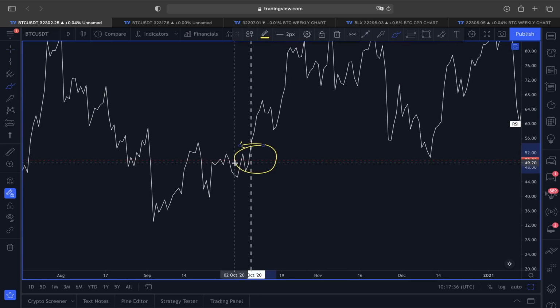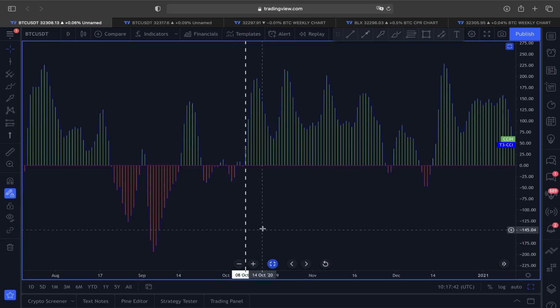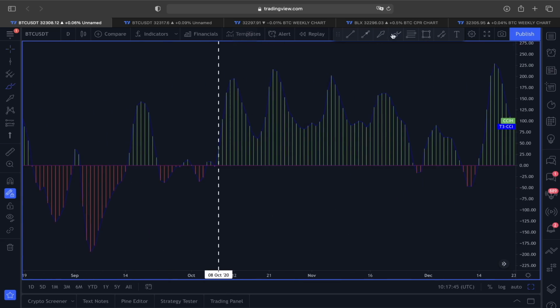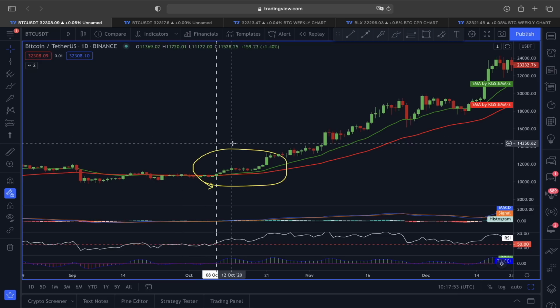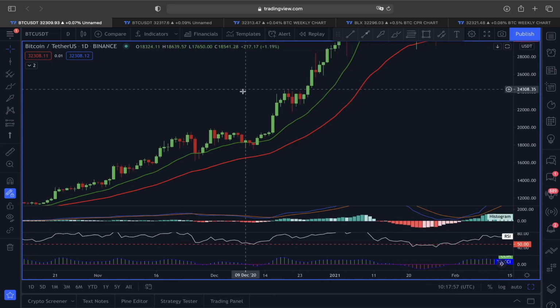So the RSI line jumping above the 50 level, the MACD also confirming it, and at the same time the T3CCI entering the positive territory, exactly like this one here, right? You can see the T3CCI entered the positive territory. All four indicators gave us a confirmation that the market was preparing for another movement to the upside, and this is exactly what we witnessed here in Bitcoin price action.